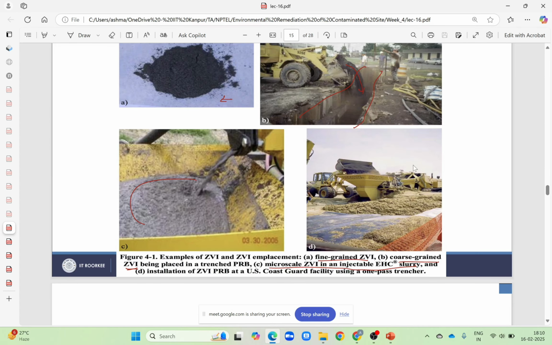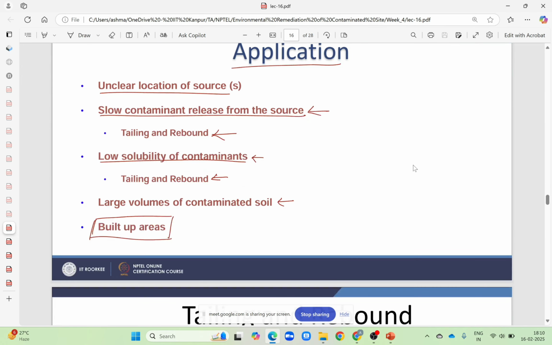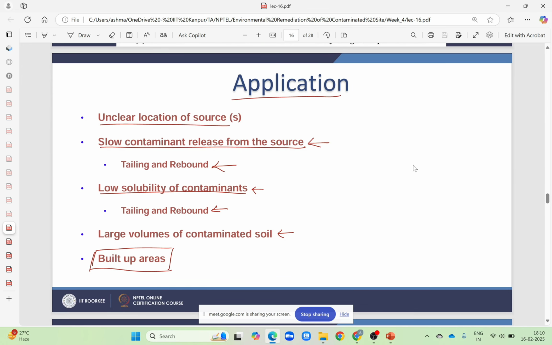So these are the figures for installation of PRB in a contaminated site. PRB can be applied in areas where the location of the sources is unclear, so we do not know what source is causing the pollution, and we cannot identify it. In that case, pump and treat will be very difficult and time consuming, because as soon as you pump the groundwater and treat it, the contaminant concentration will increase again. So in these cases, PRB can be used, and also where there is no contaminant released from the sources.